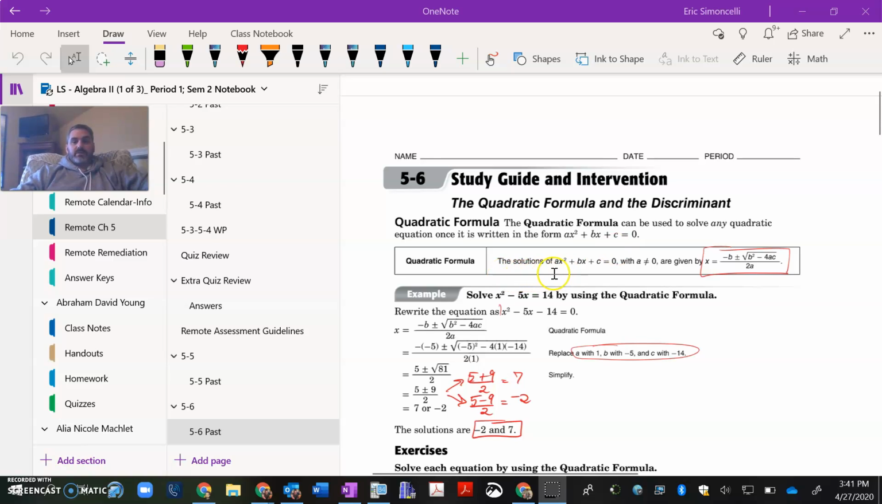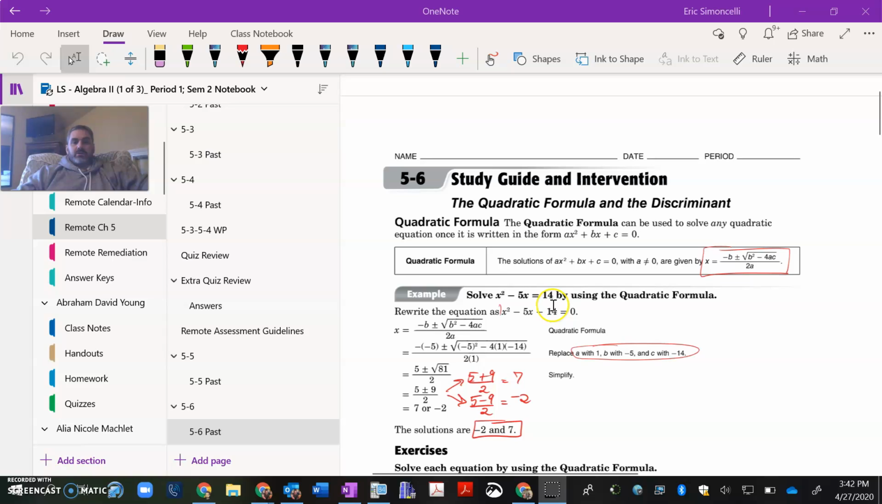So here it is. The solutions of ax squared plus bx plus c equals 0, with a not equal to 0, are given by the following. x equals negative b plus or minus the square root of b squared minus 4ac, all over 2a. The equation is pretty self-explanatory once you assess what a, b, and c are in the appropriate quadratic equation, and of course also set equal to 0. It's pretty seamless.